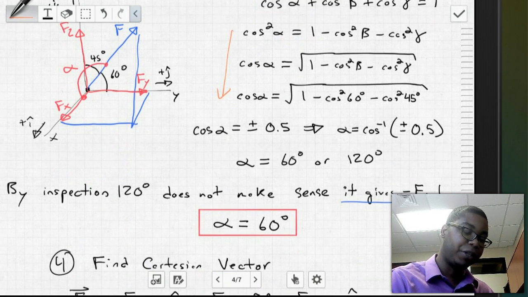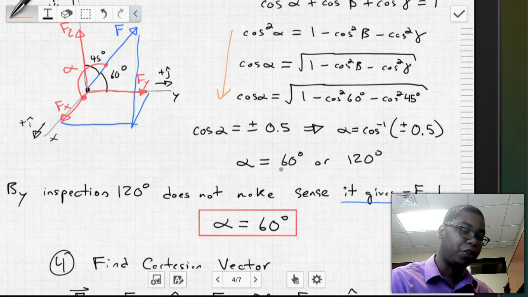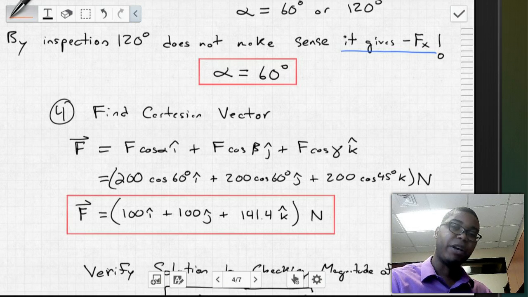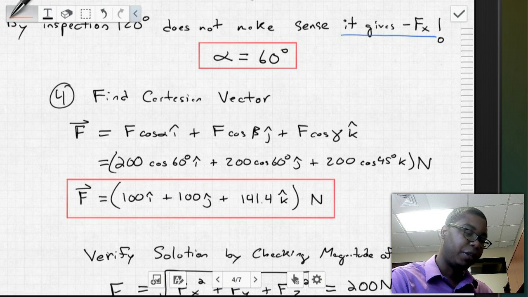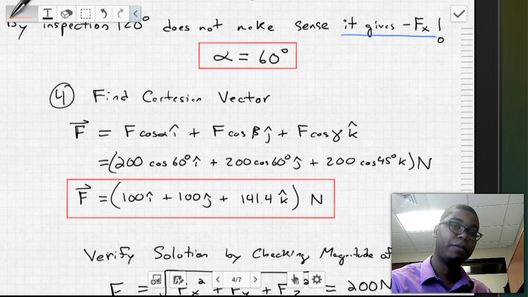So from that inspection, we choose that alpha equals 60 degrees because it's the only option that makes sense. Now that we've selected alpha as 60 degrees, we should have enough information to form our Cartesian vector. Remember in our notes that the Cartesian force vector can be described in various permutations. One of the permutations is that the force vector is equal to the force magnitude times cosine alpha i plus F cosine beta j plus F cosine gamma k, right?